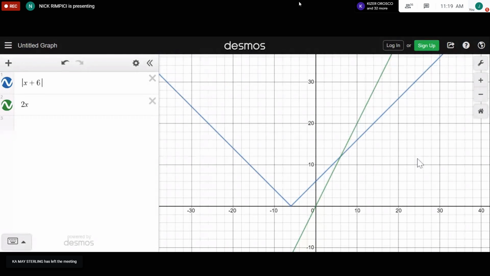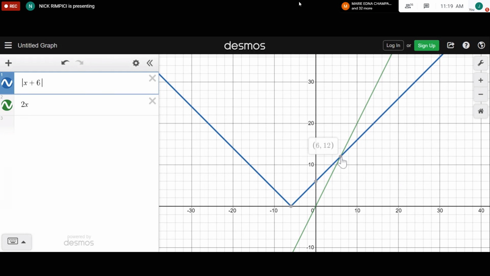And you can tell that they're only going to intersect once because the blue line and the green line are pulling away from each other. So they're not going to touch again. The only place they intersect is at 6. So 6 and only 6 is the solution.